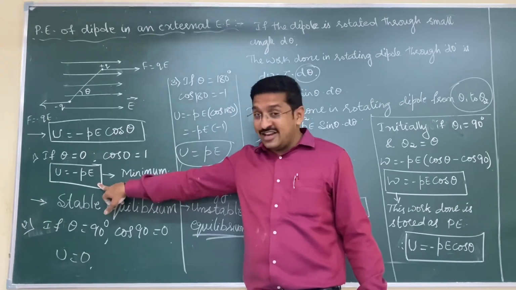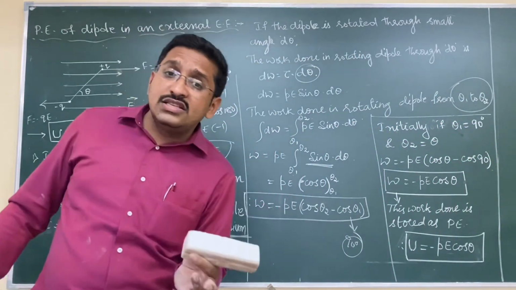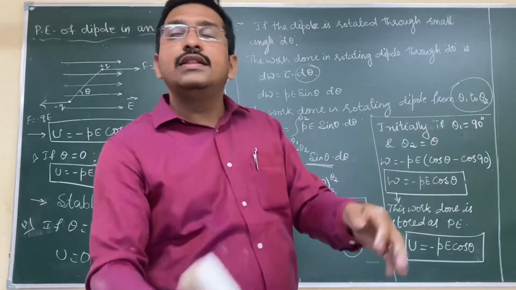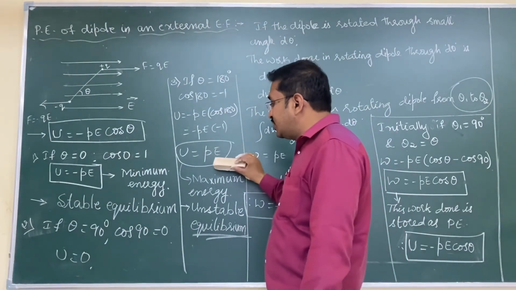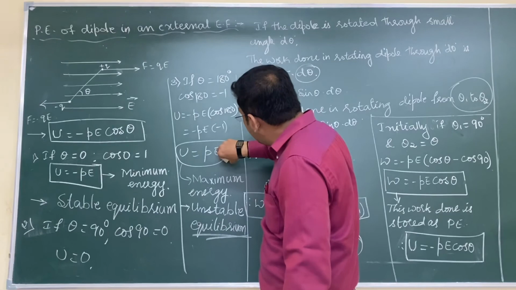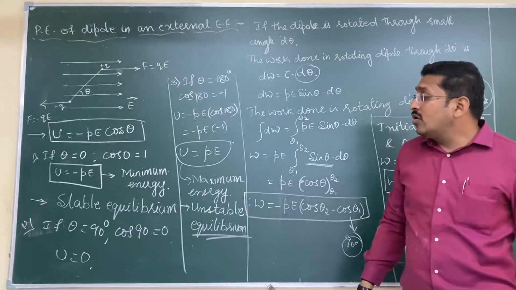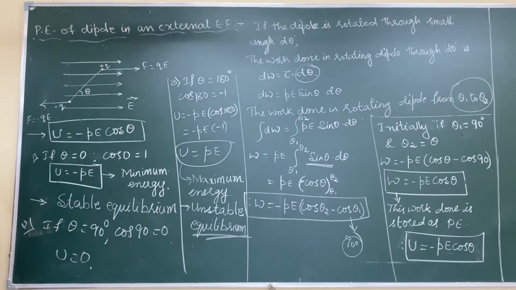Next, if theta is 180 degrees, that is, if the dipole is opposite to the electric field, theta is going to be 180. Cos 180 is minus 1, so minus into minus gives plus PE. In this case the potential energy is maximum. The maximum potential energy position is called unstable equilibrium.